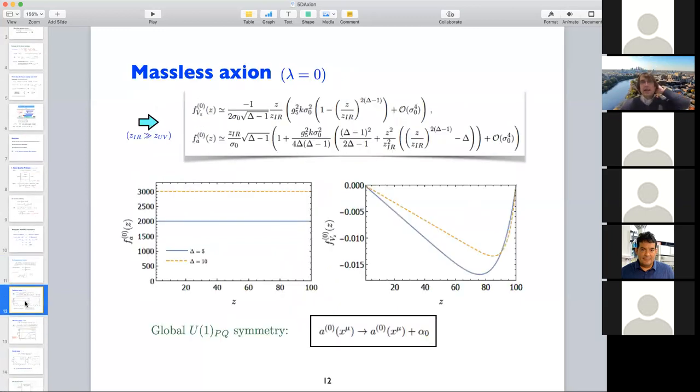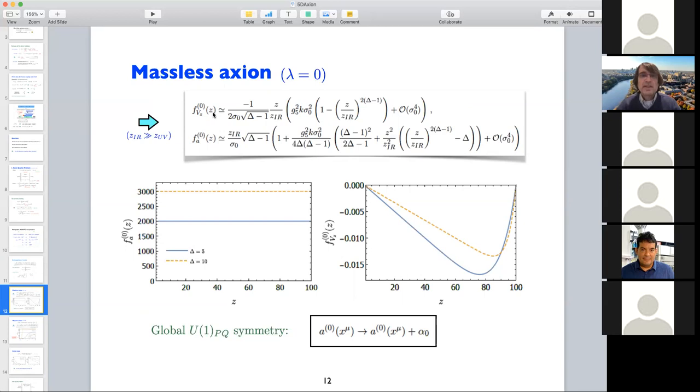And then you can first of all just check that everything worked as expected. The first thing to check is that, remember, this lambda parameter was proportional to the explicit breaking. So if you turn that off, what you should find, if you've set up the boundary conditions correctly, is a massless axion, because you're just spontaneously breaking the global symmetry. So you should find a massless axion in the spectrum. And indeed, that's what you find.